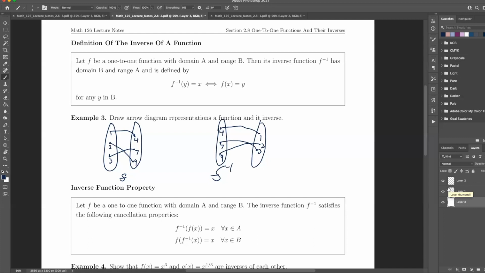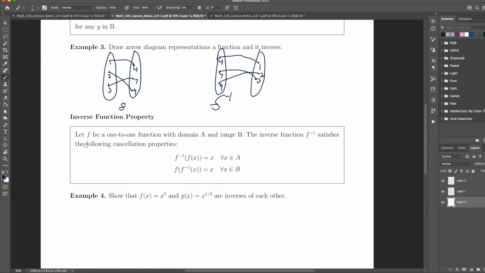So an inverse just puts everything back. The nice thing is if f is a 1 to 1 function and this is the inverse, it satisfies the cancellation property. If I take f of x and then take the inverse of that, I get back x. And if I take the inverse of x and take the function of that, I get x. This is for every element in the original. So here x is an element of f, and then it gets sent back, and here x is an element of f inverse.